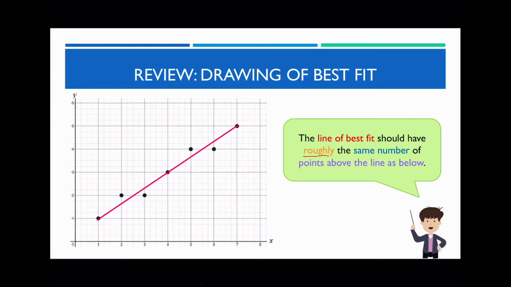As you can see over here, at the top side, I've got two coordinates that are found above the line, and I also have two values that are found below the line. Because they are the same, this is a really good line of best fit that summarizes this particular data set.